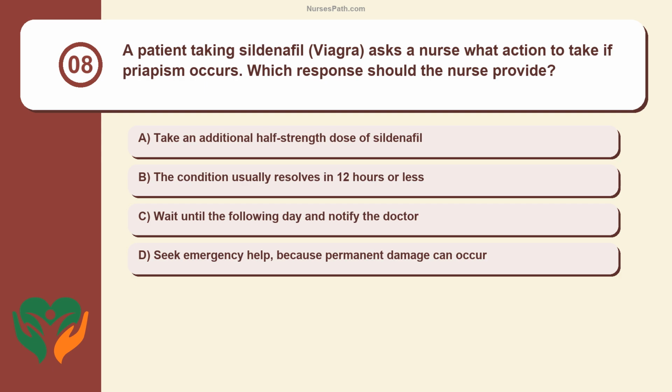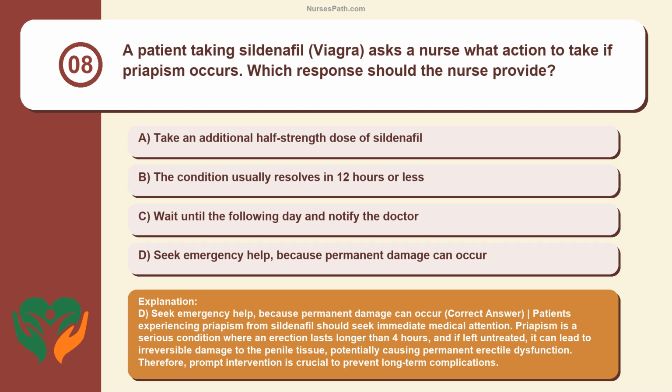Question 8. A patient taking sildenafil, Viagra, asks a nurse what action to take if priapism occurs. Which response should the nurse provide? A. Take an additional half-strength dose of sildenafil. B. The condition usually resolves in 12 hours or less. C. Wait until the following day and notify the doctor. D. Seek emergency help because permanent damage can occur. D. Seek emergency help because permanent damage can occur.